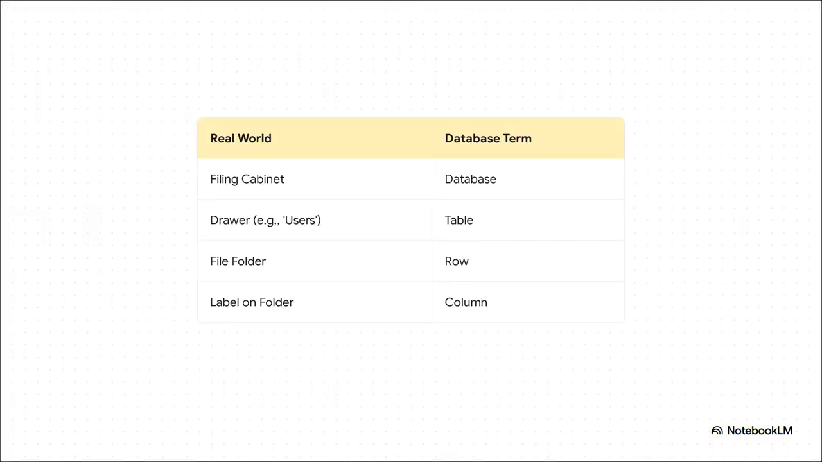So check this out. It lines up perfectly. In the database world, we talk about a table. Well, that's just a single drawer in our filing cabinet, right? Maybe it's the user's drawer. And a row? That's just one folder inside that drawer. Say the file for one specific person. The columns are the labels on that folder. You know, name, email, phone number. It's that simple. And this structure, it's the bedrock of everything we're about to do.